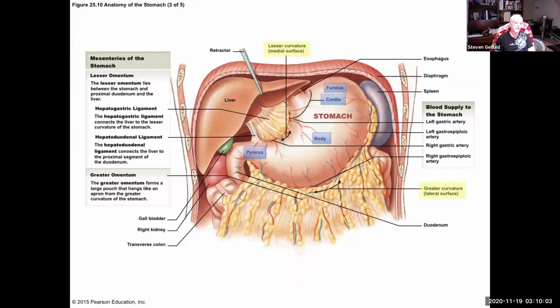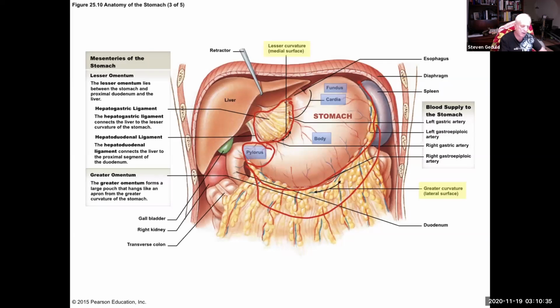And here are the different parts. Here's the lesser curvature right here. And this is the lesser omentum. Here's the greater curvature. Here's the pylorus. The pylorus is a sphincter, a valve that controls when the contents of the stomach are ready to go into the duodenum, which is the first part of the small intestine. That's called the pyloric sphincter. So the pylorus is the entry point into the small intestine from the stomach.